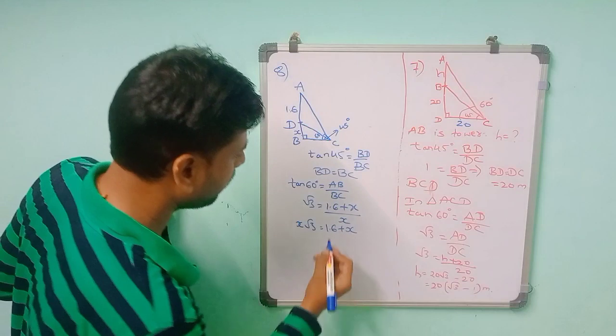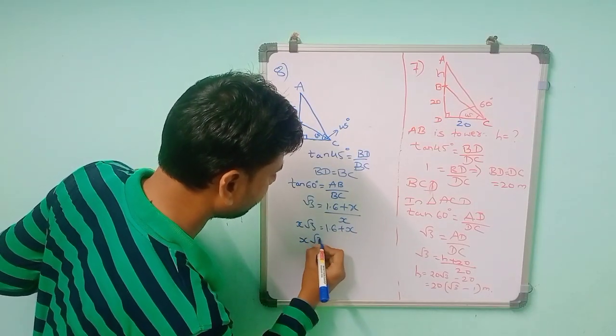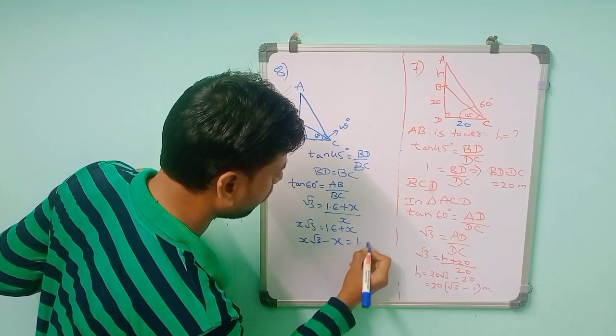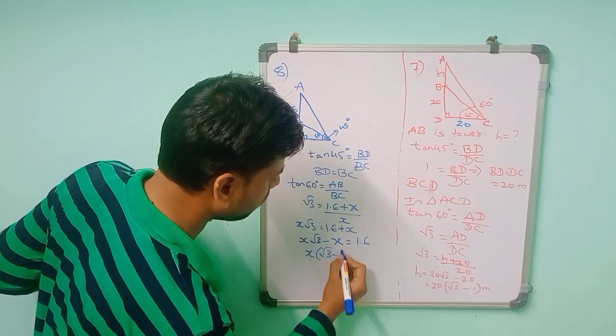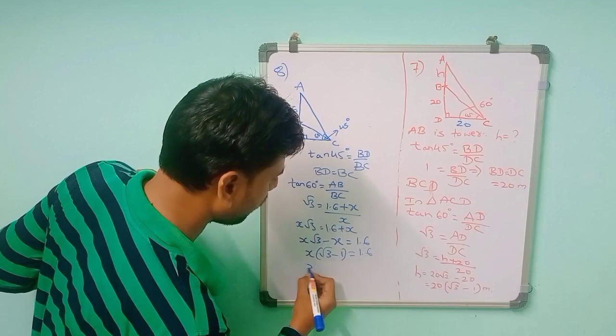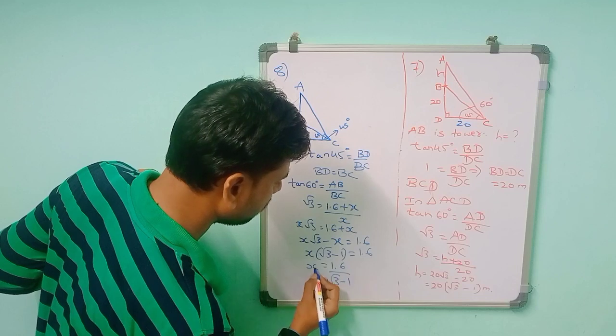So if we can, x root 3 x is there. If we bring this x to this side, x root 3 minus x is equal to 1.6. So x we take common: x times (root 3 minus 1) is equal to 1.6. So x will be 1.6 divided by root 3 minus 1.